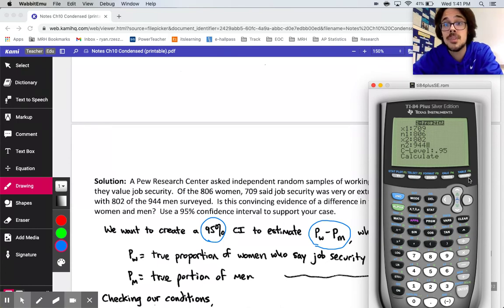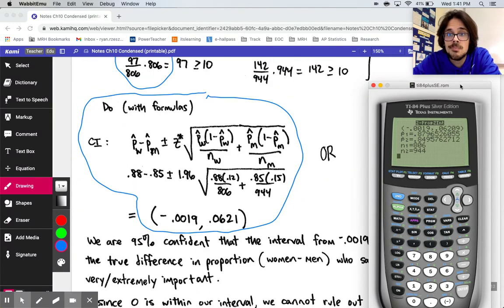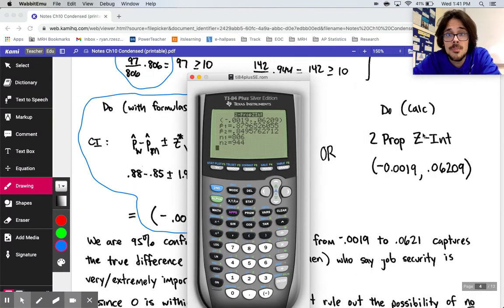We do want a 95% confidence level. You should calculate. And when you do it, you need to copy down for full credit the name of the test, 2 prop z int, and the interval that it generates for you, which you can see is written right here.